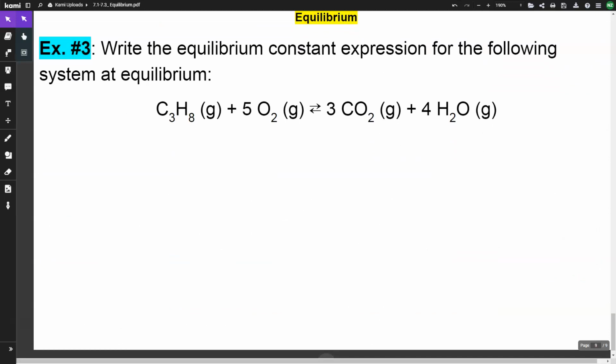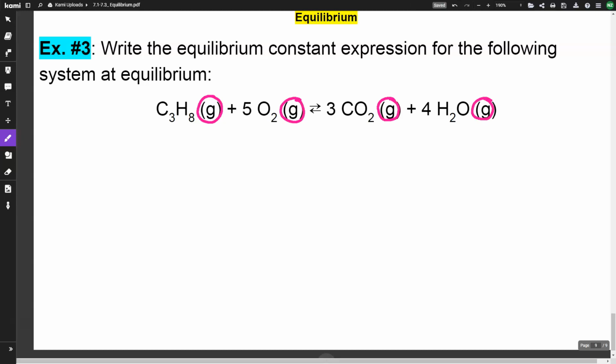So let's do an example here. It says, write the equilibrium constant expression for the following system at equilibrium. Okay. So I will tell you that this is already balanced, but your first step should always be to make sure that your equation is balanced. Okay, so since this one is already balanced, let's go ahead and write this out. So another thing that you need to check for is the state of matter. So these are all gases, so we are going to be using partial pressures.